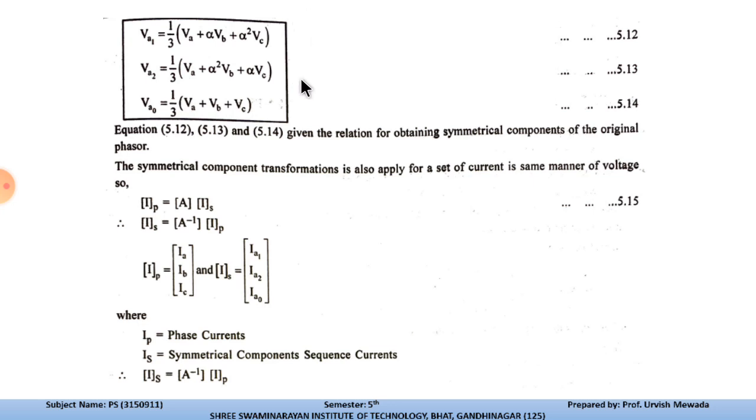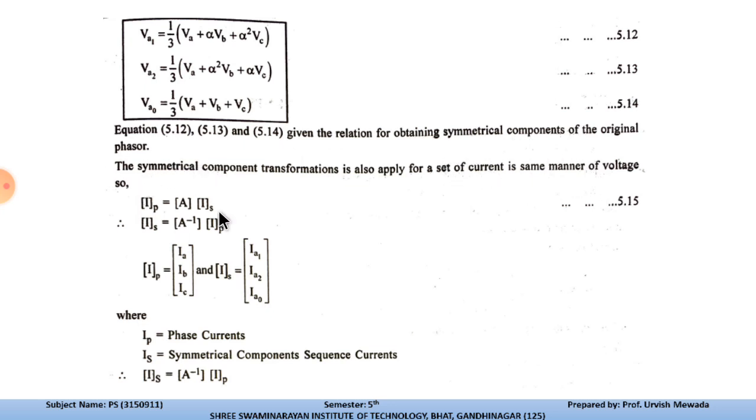So equations 5.12, 5.13 and 5.14 give the relation for obtaining the symmetrical components of the original phasors. For original phasors, if you want to find the symmetrical components, then we can use these equations to solve the given system. The symmetrical component transformation is also applied to the set of currents in the same manner as the voltages.